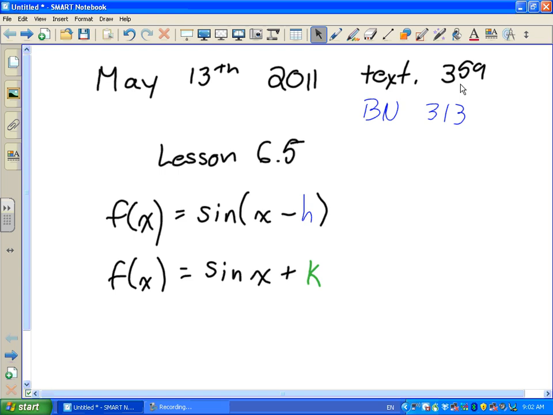Week 2011, you guys are on your text page 359, blue notebook page 313. We're going over lesson 6.5. I may put in lesson 6.6 also. You guys have done this before. The only difference is we're using a different type of graph.